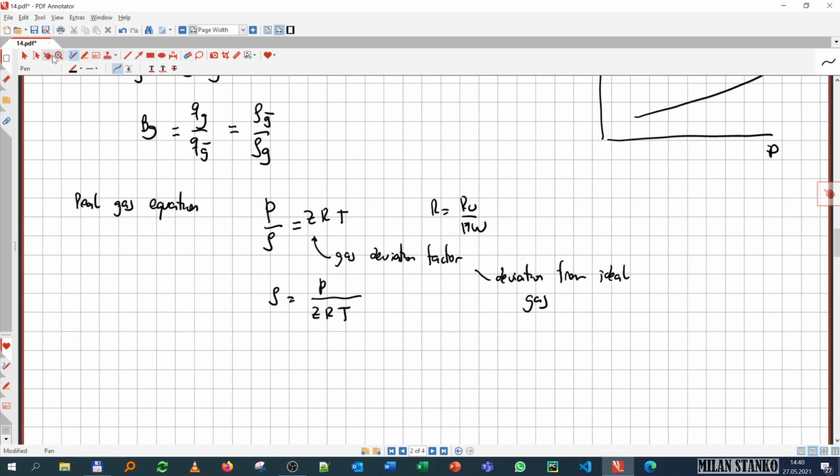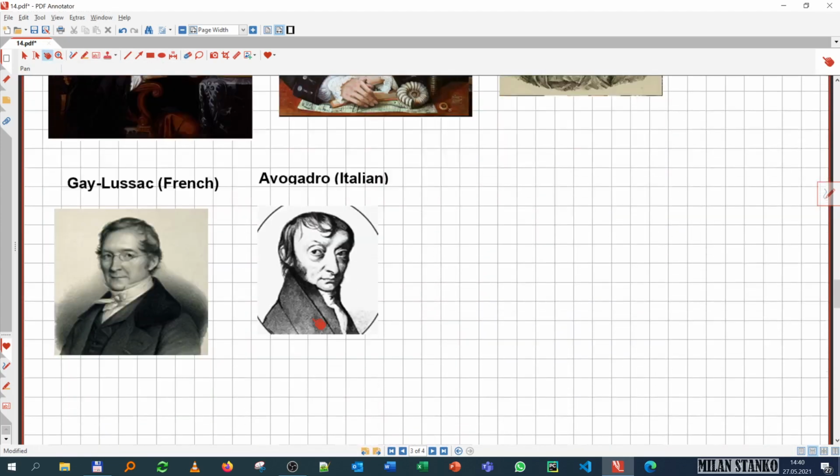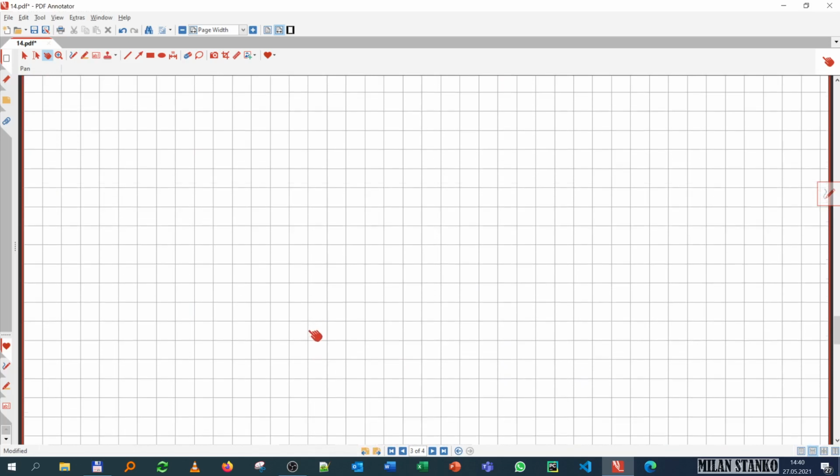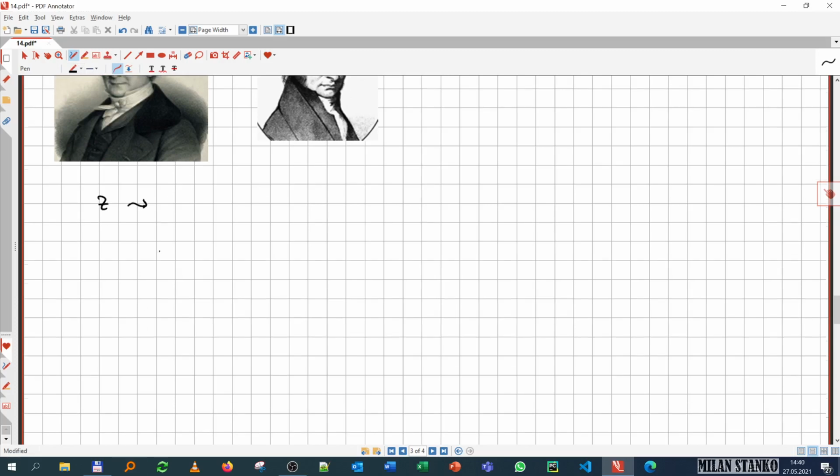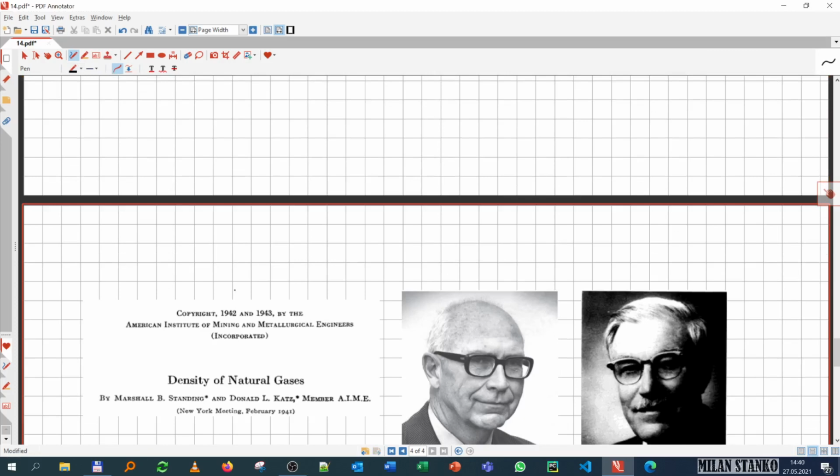Okay, then you have to use consistent units here for this, RU, MW. And then let's talk a bit about set. So these were the guys developing that equation, but then set, the deviation factor, the version that we use now, comes from two big giants in the oil industry called Standing and Katz.